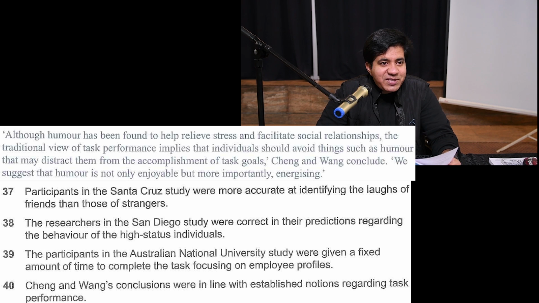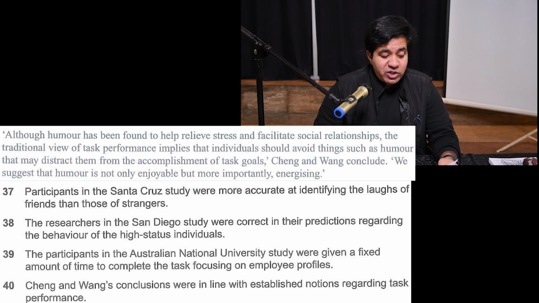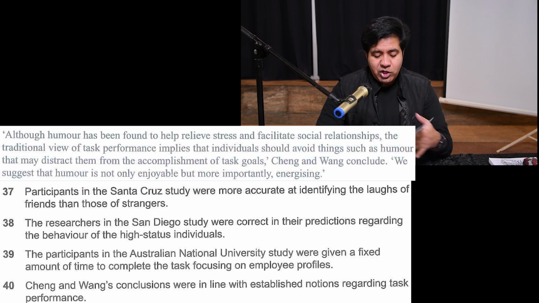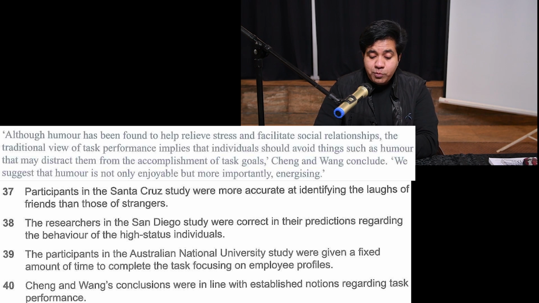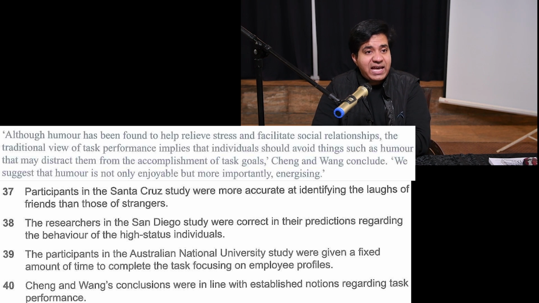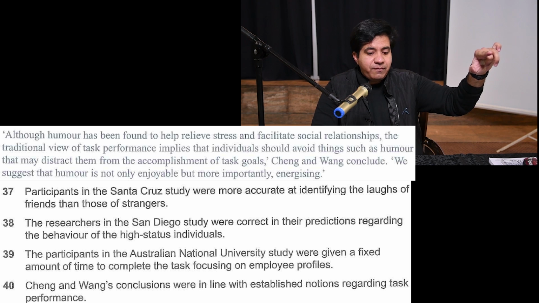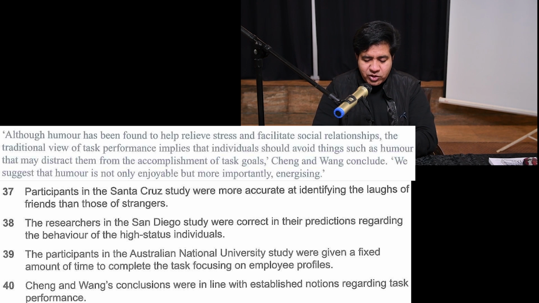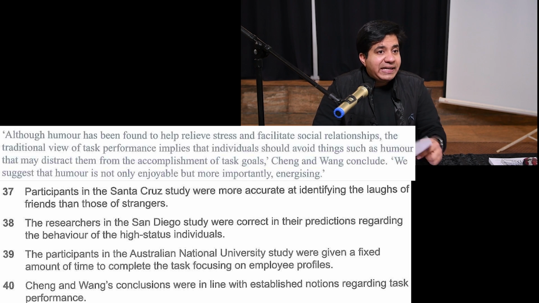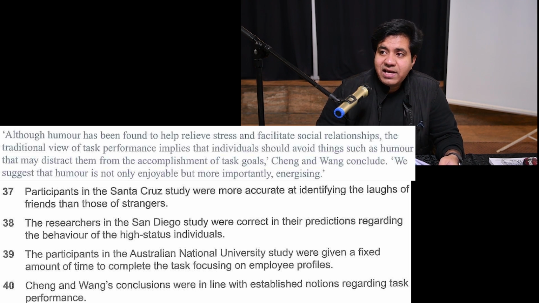Don't look at me and guess whether, if my eyes move like this, then it is yes, if to the left side, then it is no, and all that. Ching and Wong's conclusion were in line with established notions. Now see that although humor has been found to help relieve stress, that is what they believe. And then they mention it can facilitate social relationships and all that. But at the end they say that it may distract them from the accomplishment of task goals. So it is not in line with that. So the answer is no.